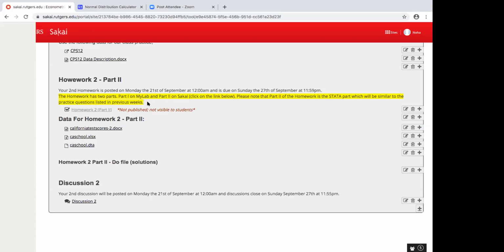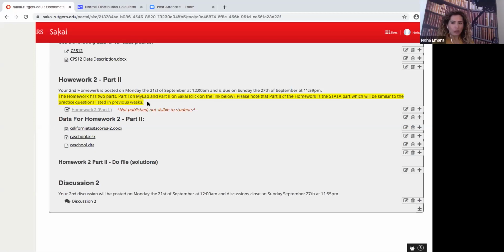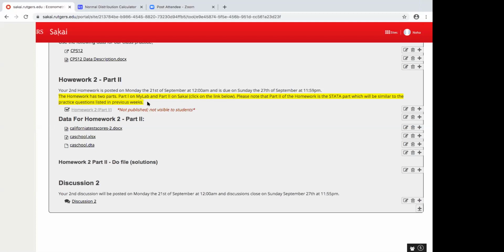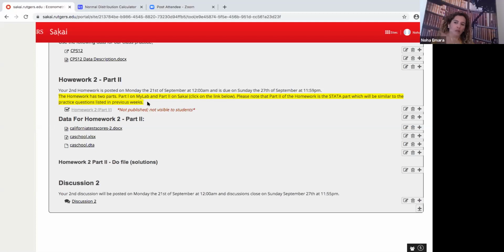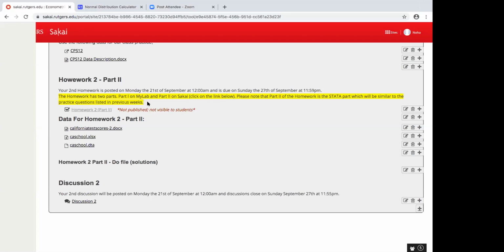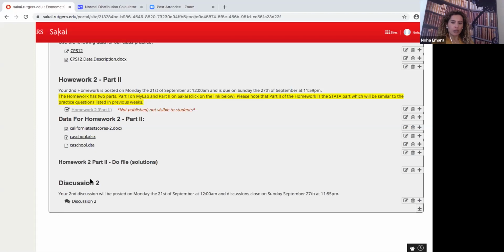This is the first homework that we have using Stata though, right? Exactly, yes. Homework 1 was just 1 part on MyLab. Starting homework 2, we're going to have it in 2 parts. All homeworks are going to be in 2 parts: the part that you will submit on MyLab, and the second part, which is the Stata part, on Sakai.